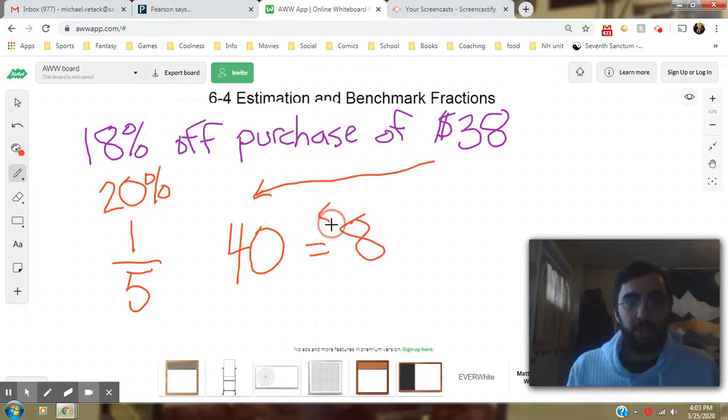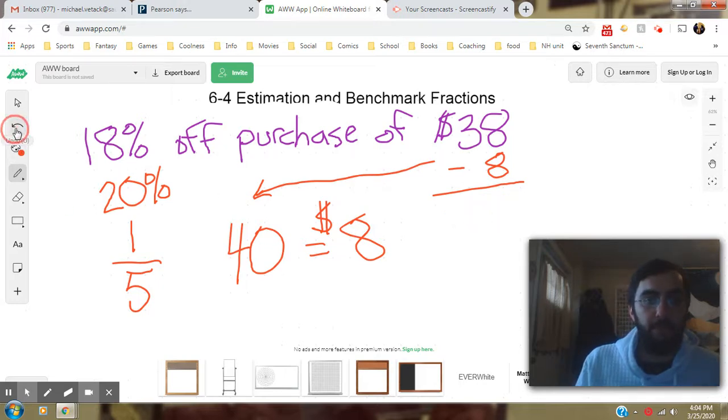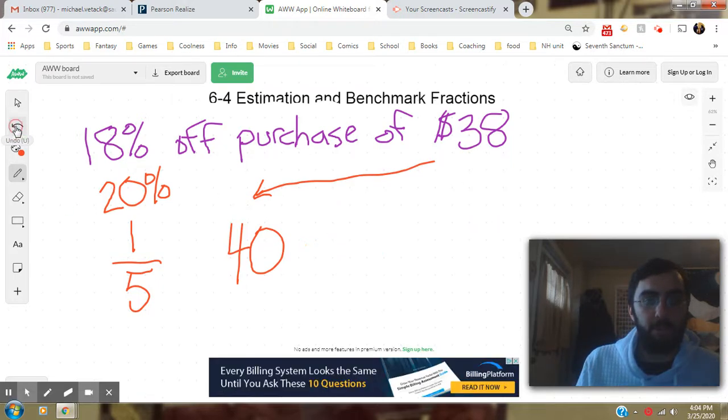So if I was in the store and I didn't have a calculator or something like that, and I wanted to know about how much money I'm going to get off, it would be 18% off a purchase of 38 would be about $8. So if I wanted to find out how much I'm going to actually be paying, subtract 8. So I should be paying about $30 if I have this coupon or the sale is being applied. Now, that's all you have to do for that one, so that's perfectly fine getting your answer that way.